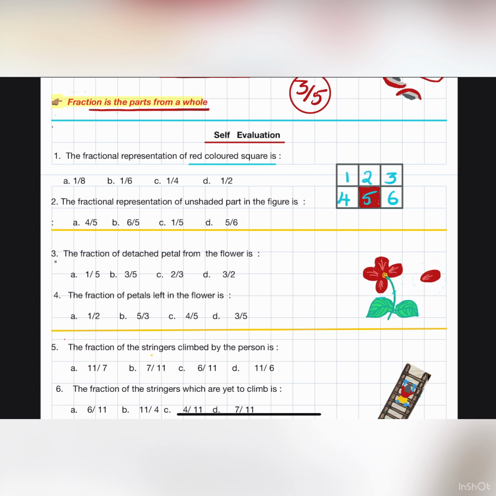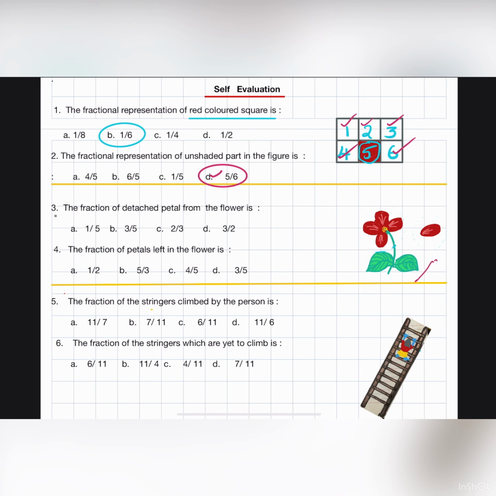Now, the third one is related to this flower. The fraction of detached petals from the flower is. So just one petal is detached, right? One petal out of how many? 5. Sorry, petals, not flowers. So it is option A. This is the correct option.